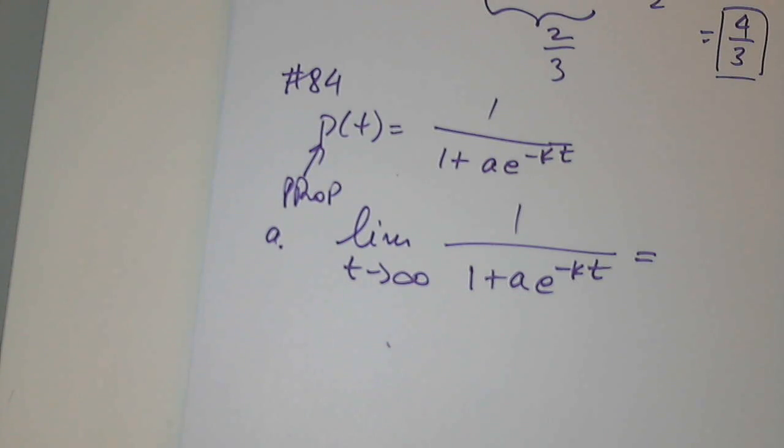So when t approaches infinity, where does k, which is a positive constant, times infinity go with minus in front? Negative infinity. Where does e to negative infinity go? Exactly. How much is 0 times a? 0. How much is 0 plus 1? 1. How much is 1 over 1? 1. What is the proportion of people that will hear the rumor eventually? 1. Which is 100%. Indeed.